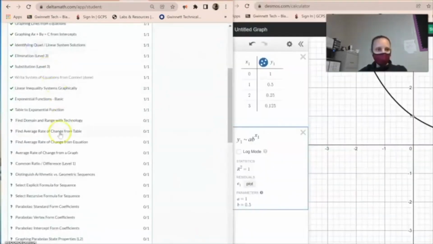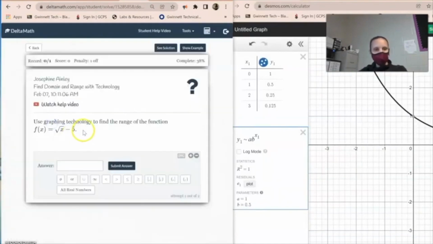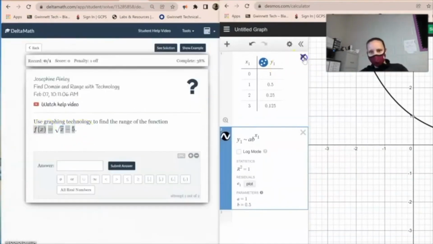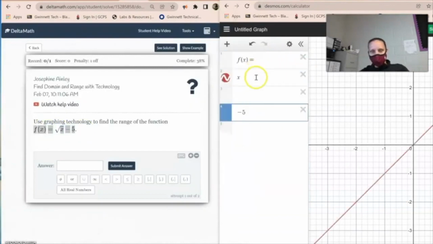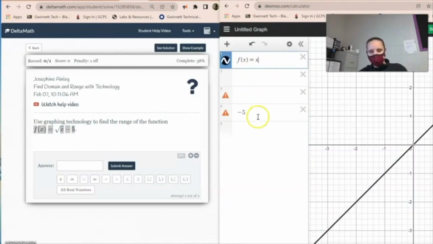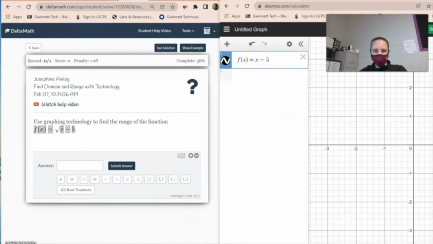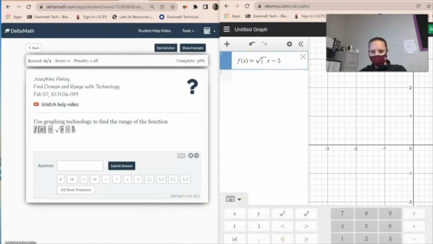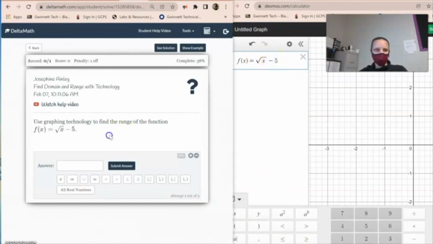So, all right, find domain and range with technology. So let's go ahead and Control C. And then Control V, and then kind of change it up. Control X will cut, Control V will paste. But that doesn't look the same. I need to put a square root, so I'm going to go here, put the square root, and inside that needs to be the X. So just make sure that you've copied down exactly what it looks like.